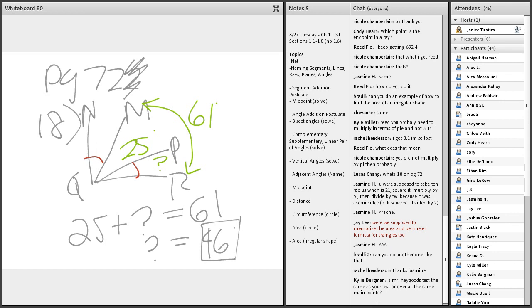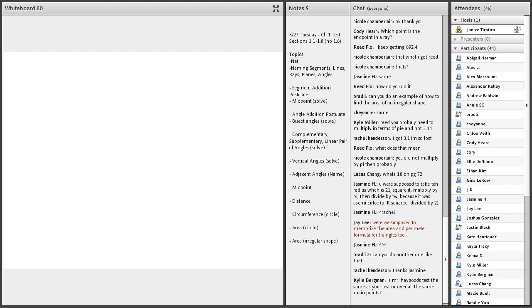I think, let's see, how did you get -7? Okay, sorry, I have to read more toward the bottom. Page 74, number 39. So that one is asking for perimeter and area.